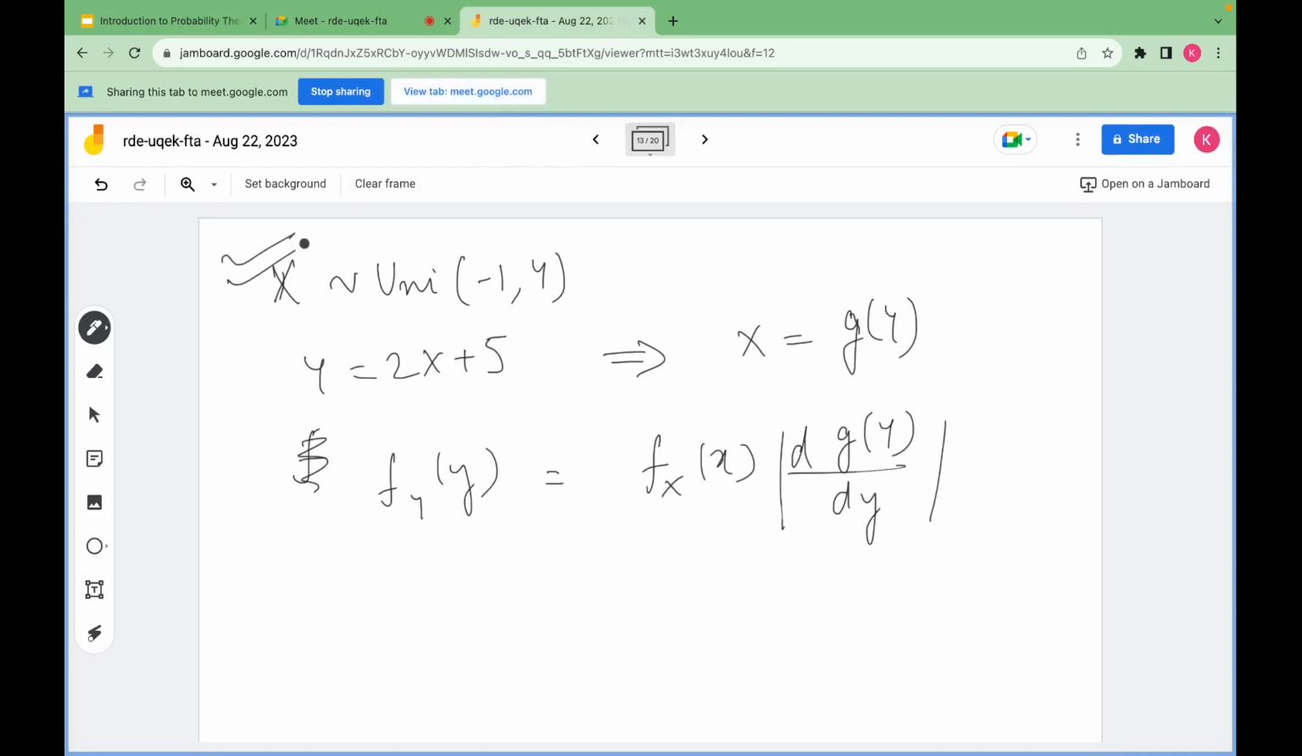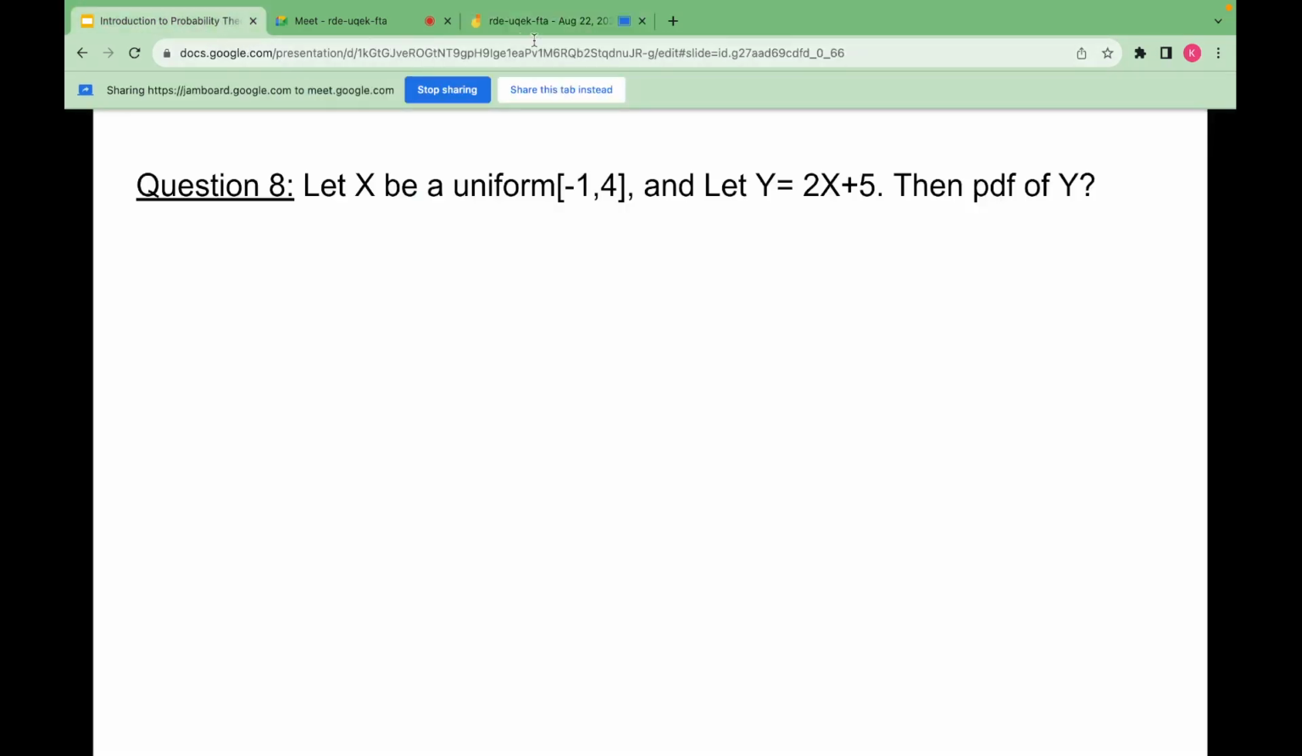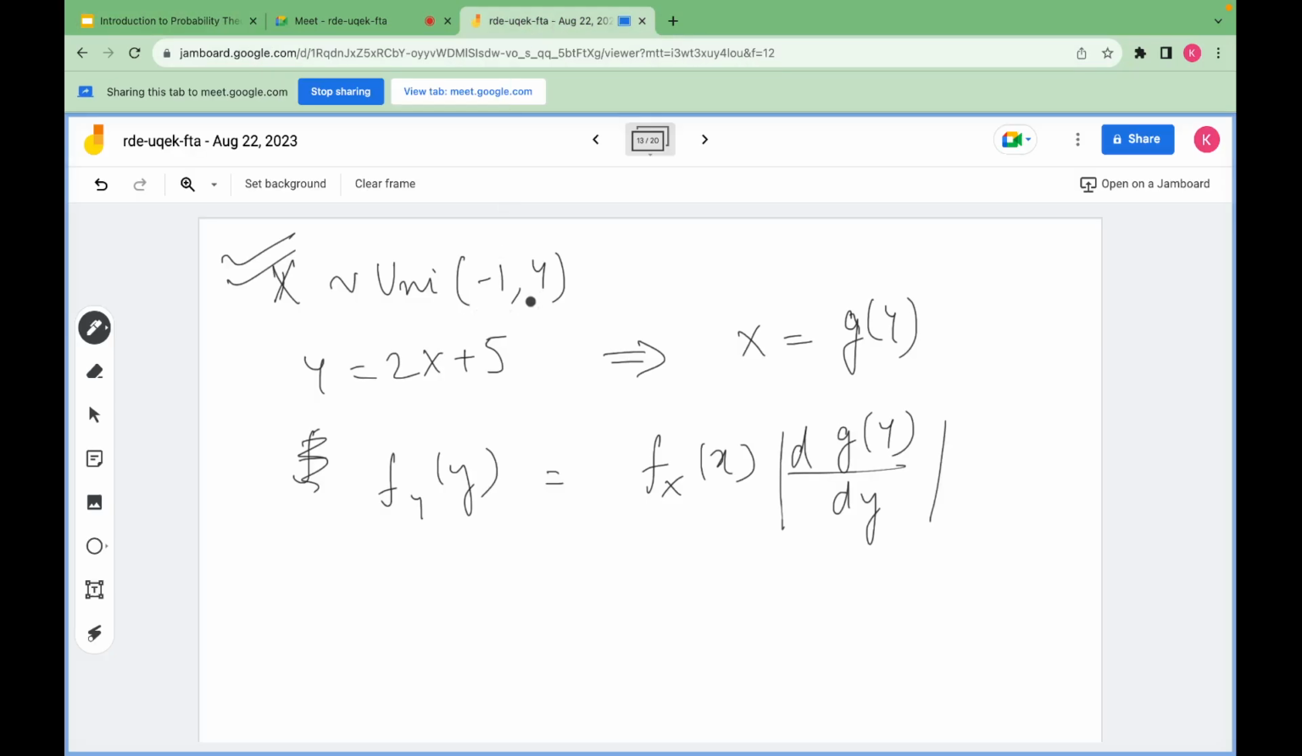We are given that x is a uniform distribution from -1 to 4, and y is equal to 2x plus 5. Now we can write x in terms of y using this equation, and we call it a g function. So the probability of y is nothing but the probability density function of x into the mod of the differentiation of g y by dy. So just try to put the values now.